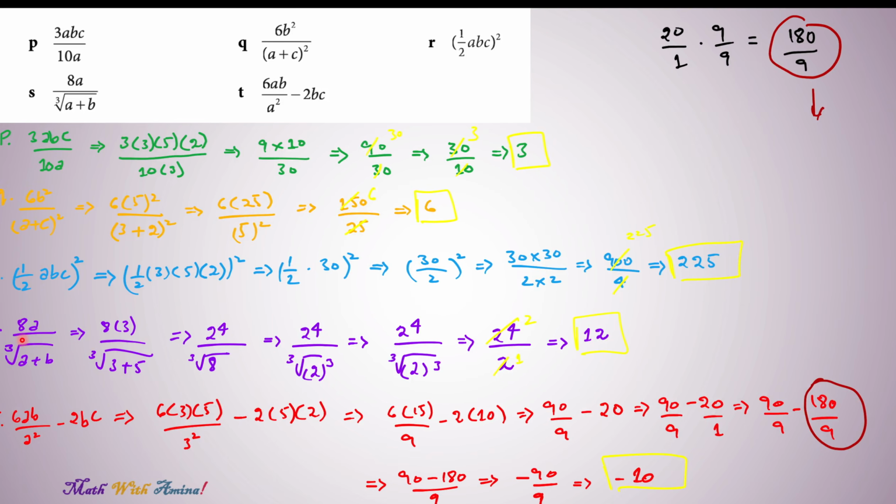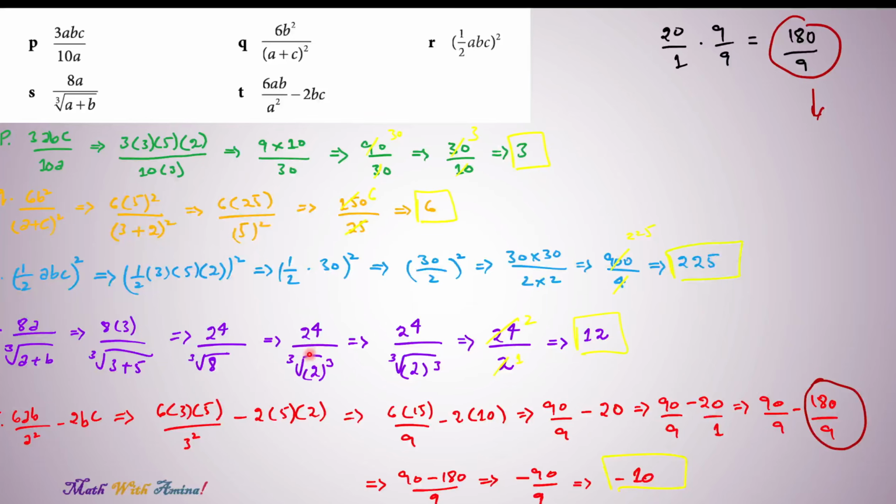The S, or the second last expression, is 8a over cube root, under the cube root we have a plus b. So again, solving by replacing the variables with their values. 8a would become 8 multiplied by 3. Under the root we have a plus b, so it would become 3 plus 5. 8 multiplied by 3 is equal to 24. 3 plus 5 is equal to 8. So we have the cube root of 8.